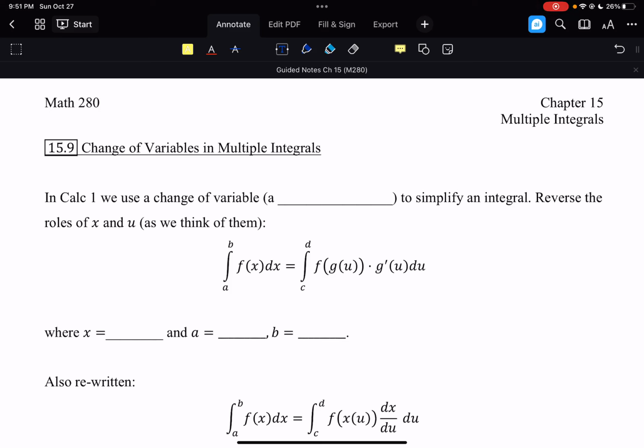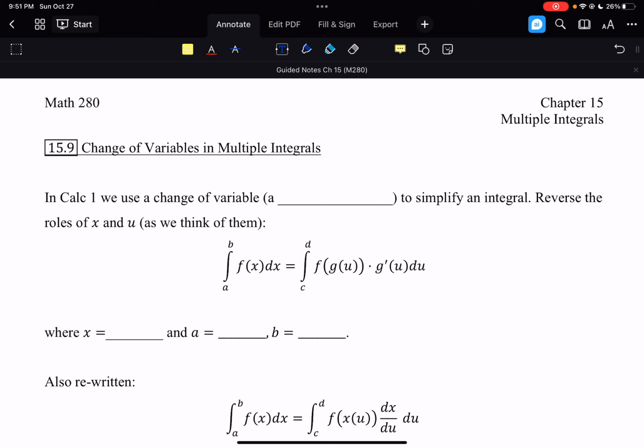Welcome to section 15.9. In this section, we are going to be looking a little bit at the deeper reasoning behind these different coordinate systems that we use and how we can convert between systems when we're doing double and triple integrals. We're going to be looking at a little more theoretical concept and seeing directly how it relates to the work that we've been doing.